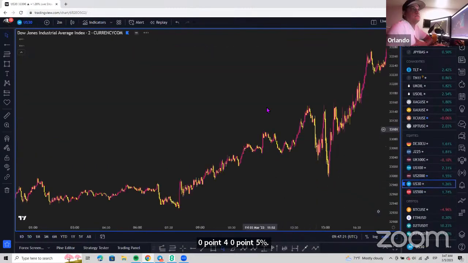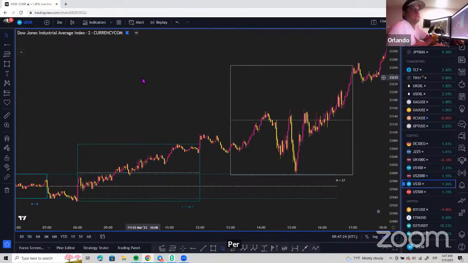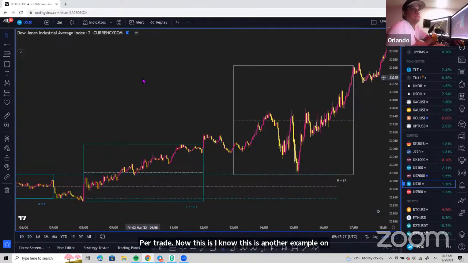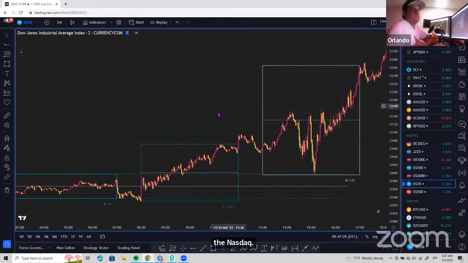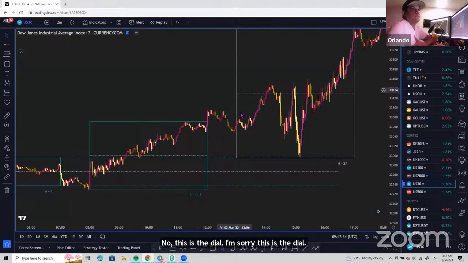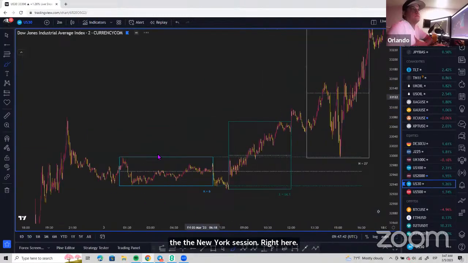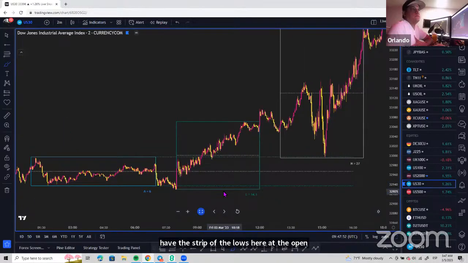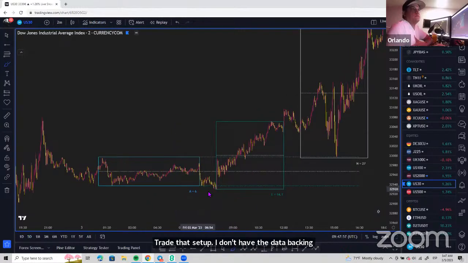Now, this is another example on the Nasdaq. No, this is the Dow, I'm sorry. This is the same thing. This is the New York session right here. And this market is absolutely bullish. You have the sweep of the lows here at the London Open. This was a great buy opportunity, but again, I don't trade that setup. I don't have the data backing up trading sweeps of the lows.